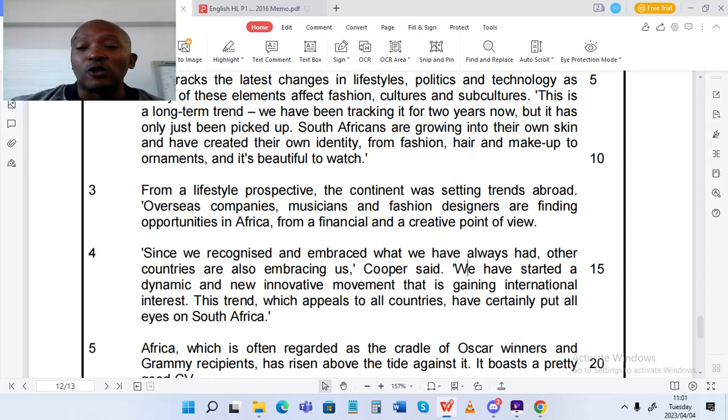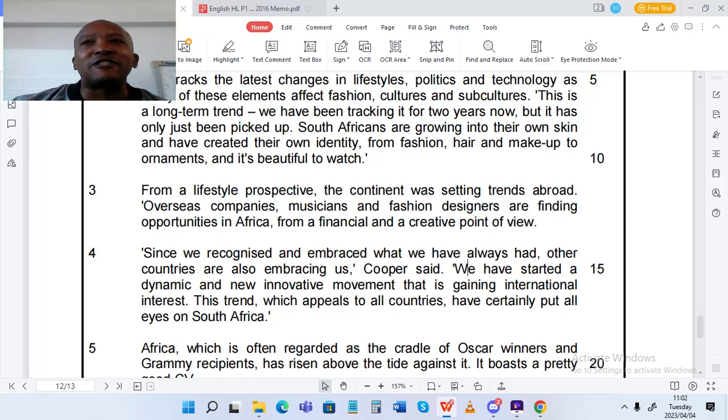That's right. Now, this trend, which appeals to all countries, have certainly put all eyes on South Africa. Is there a problem there? Yes. What's the problem? Why? If you can give me the why, then I can give it a mark. That's got nothing to do with countries. Look at this. This trend. It's got nothing to do with tense. Get it out of your head.